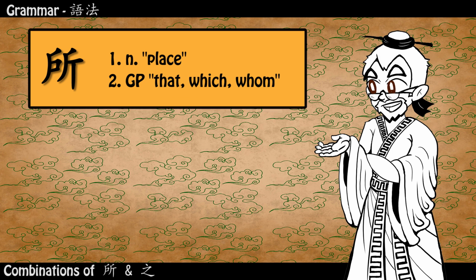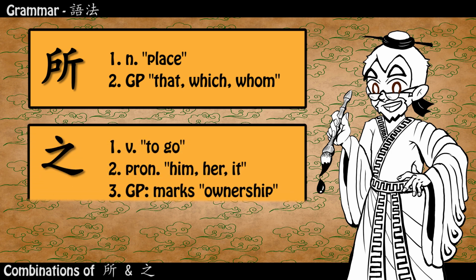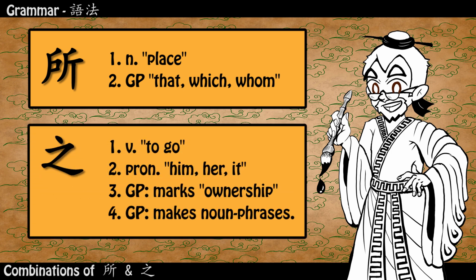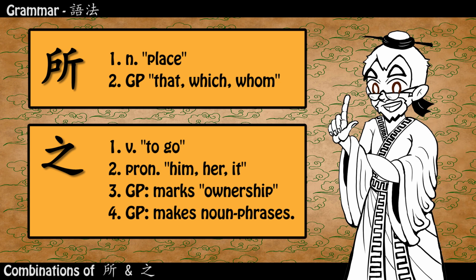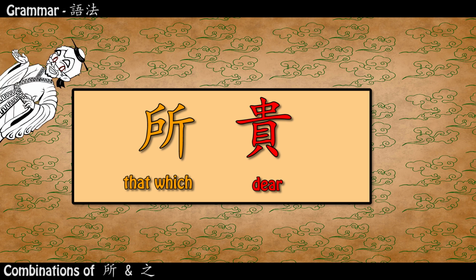Suo is a noun, meaning place, but in classical Chinese is also used to make a noun phrase or a relative clause, which we in English do with a relative pronoun, that, which, whom, and so on. Wherefore I translated suo as that which. Zhi is a verb meaning to go, an object pronoun him, her, it, and most notably a grammatical particle marking ownership or fellowship, that something belongs to something else, and a grammatical particle that makes noun phrases. Now let's start off with an easy bispell and work from there. Suo gui, word for word, place, dear, which we can read as that which is thought of as dear.